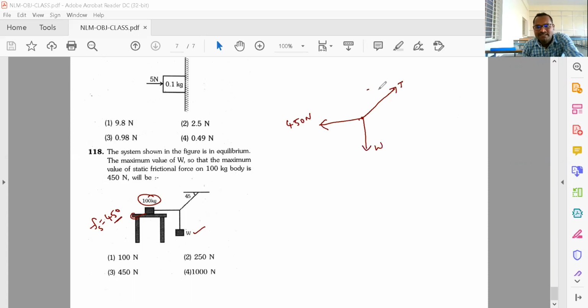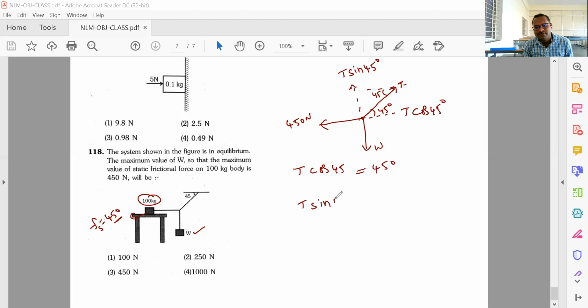This angle they have given is 45 degrees. That means this is also 45 degrees. Clear, students? Resolve it into two components. This T can be written as T cos 45, and this side T sin 45 degrees. Horizontally forces balance: T cos 45 should be equal to 450. Vertically forces balance: T sin 45 should be equal to W. Clear, students?